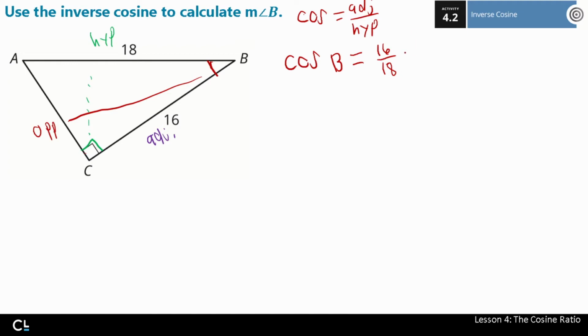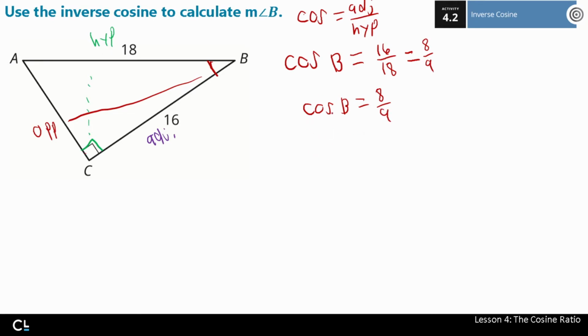So we could actually simplify this. Let's just do it to practice. If we divide the top and the bottom by 2, that's going to give me 8 over 9. And we could plug that into our calculator, right? Or sorry, silly me. What we want to do is rewrite this. We're trying to find the angle. So cosine of B is equal to 8 over 9.